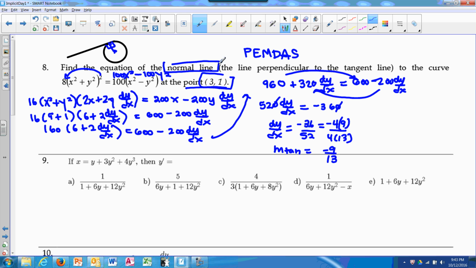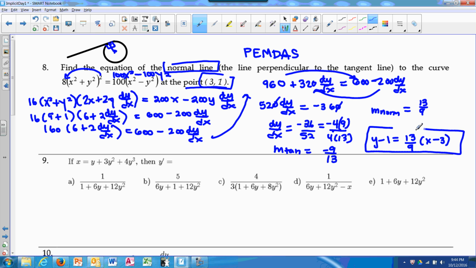That is not the slope of the normal line. The normal slope is perpendicular to the tangent. So the slope of the normal line is the opposite reciprocal. Opposite reciprocal is a positive 13 over 9. We already have the point. We now have the normal slope. So we can write this in point slope form. y minus 1 equals 13 over 9, parentheses, x minus 3, close parentheses. Remember, on a free response, we are never going to simplify that out.